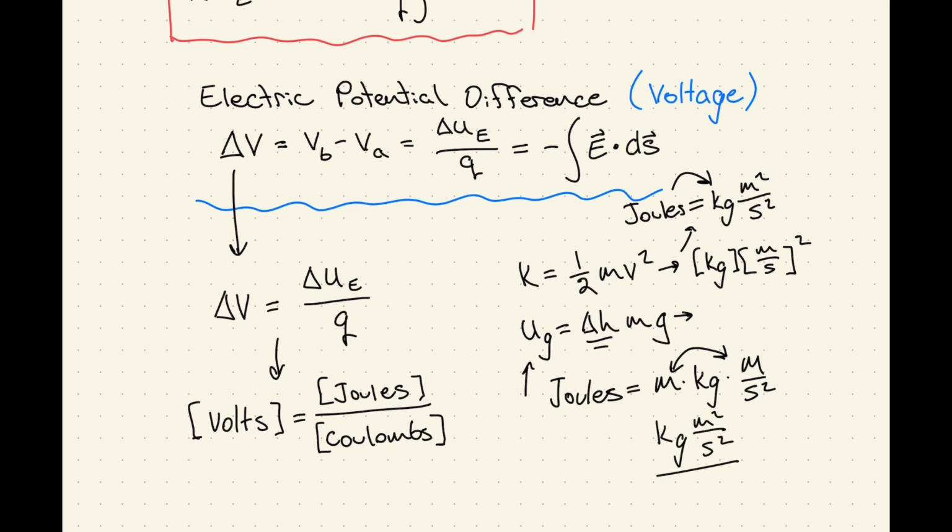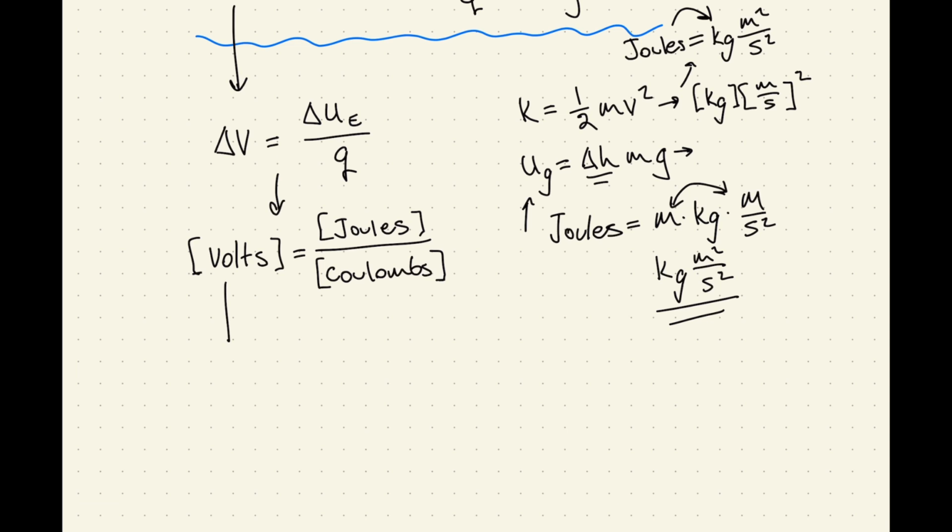So this is one way to write joules. If we expand volts using this definition, we have in the numerator kilogram meter squared per second squared, right? All of this is joules, which is in the numerator. And in the denominator, what we have is coulombs.